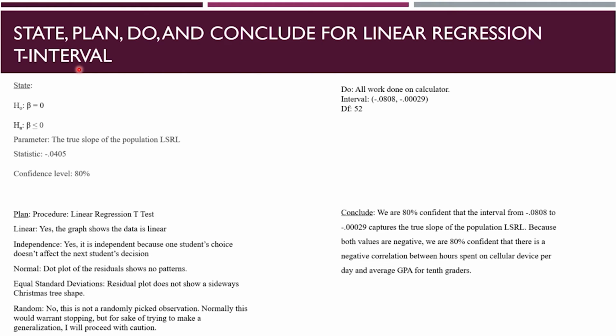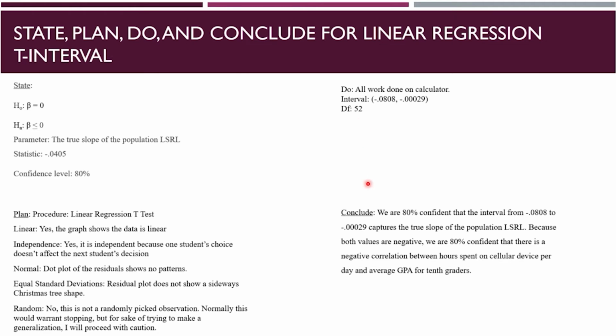For my state, plan, do, and conclude for my t-interval, my state and plan phases are the exact same, with null hypothesis not changing. However, there is a difference in the do phase. This time, instead of showing a p-value, we show an interval, and my interval ranges from negative 0.0808 to negative 0.00029, with the same 52 degrees of freedom.